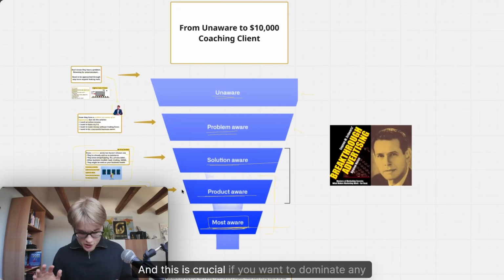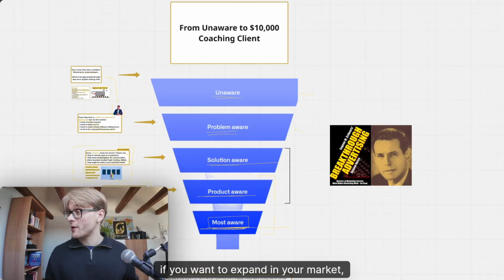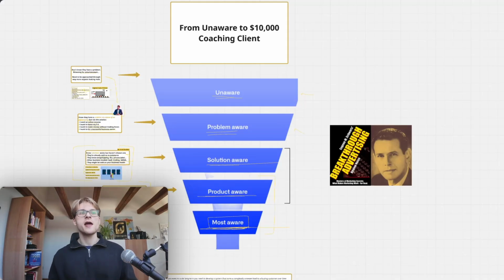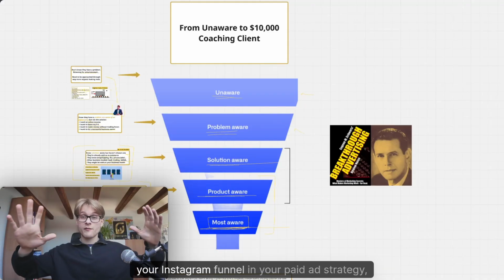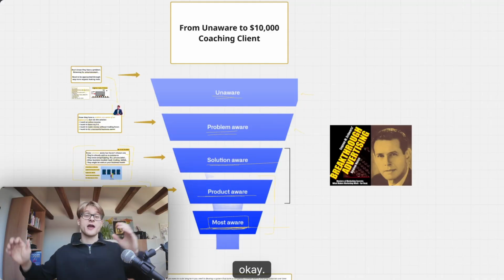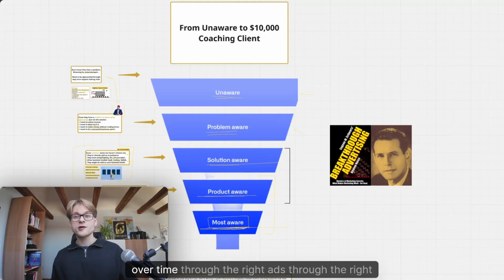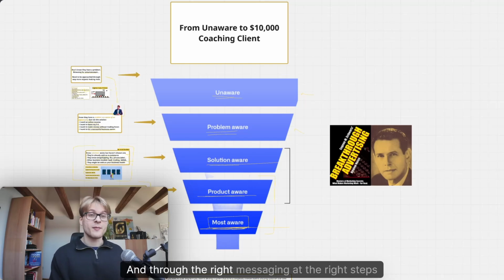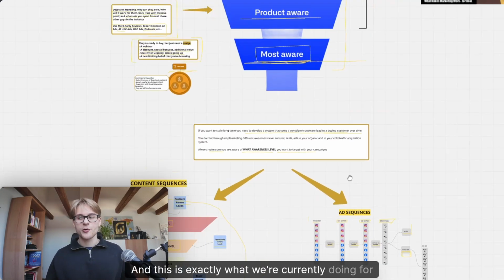This is crucial if you want to dominate any market, if you want to expand in your market, if you want to scale consistently. And basically just having this ecosystem where in your Instagram funnel, in your paid ad strategy, you convert a completely unaware lead and turn them into a buying customer over time through the right ads, through the right webinars, and through the right messaging at the right steps of the funnel. Okay, and this is exactly what we're currently doing for clients.